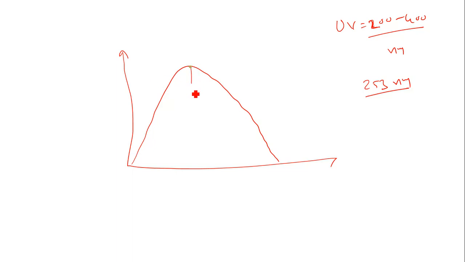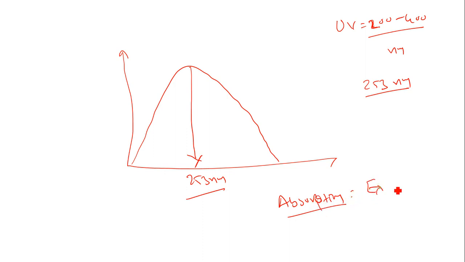Okay, so if it is a 253 nanometer, let's say this is a 253 nanometer. In absorbance, or in UV spectroscopy, what will happen? The excitation wavelength as well as the emission wavelength are both similar. Excitation means ground state to excited state. Emission means what? Excited state to the ground state. So that is the difference. Both the wavelengths should be the same, so the excitation wavelength as well as the emission wavelength should be the same.